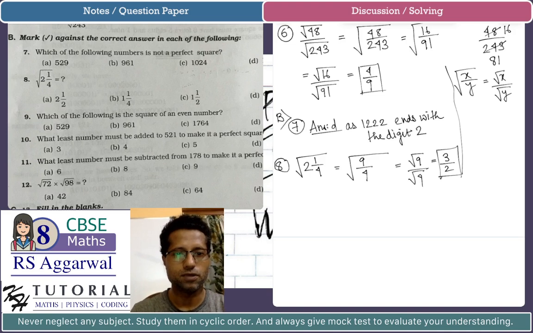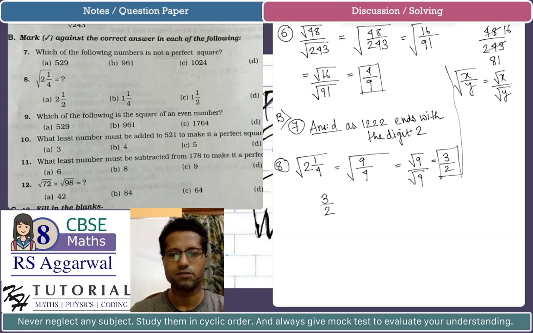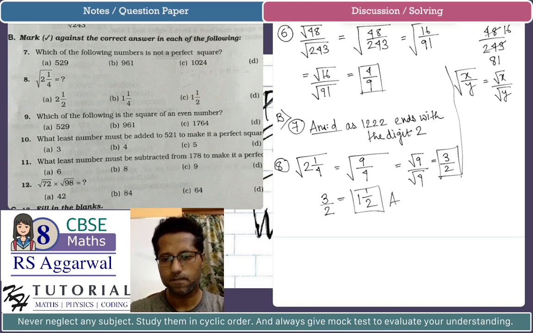The answer is 3 by 2. Now 3 by 2 we have to express in mixed fraction form, because all the choices given are in the mixed fraction form. So 3 by 2 is nothing but 1 and a half. So the correct choice is C. C is the correct choice.